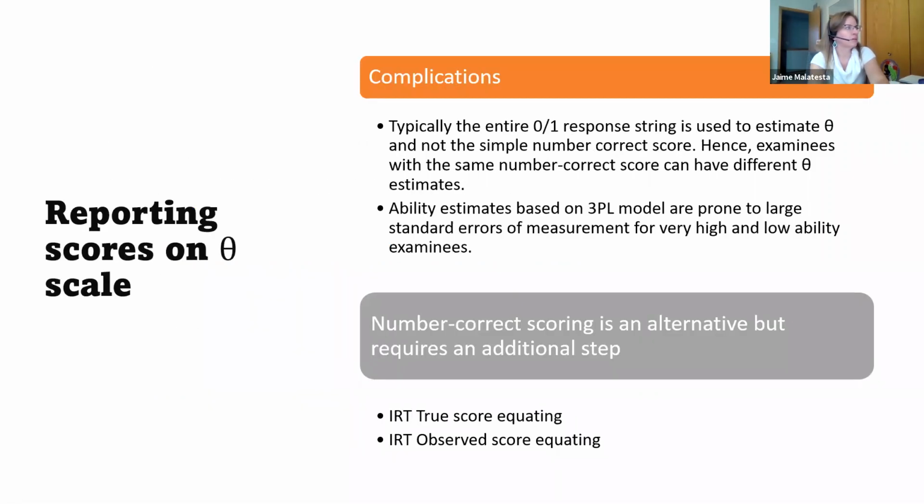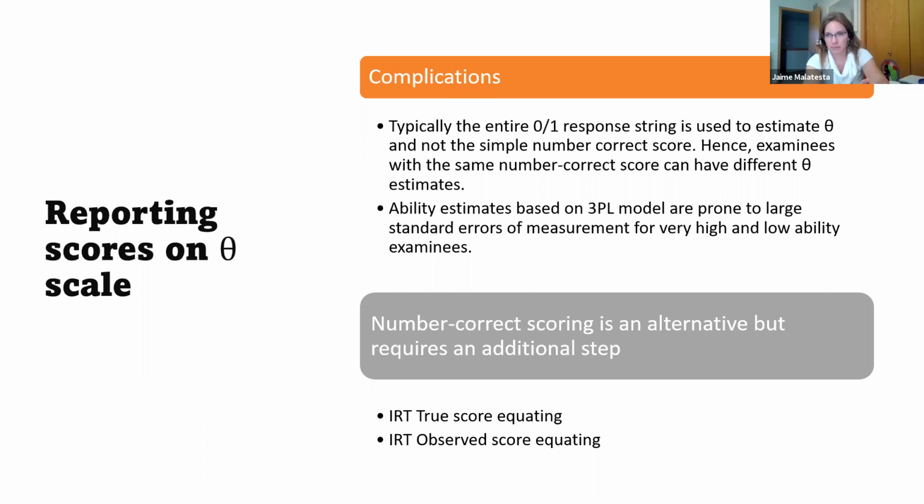But using the theta scale has its own drawbacks and complications. Typically for the 3PL model, the entire 0-1 response scale is used to estimate theta, and not just a simple number correct score. If you're using something like the Rasch model, where a number correct score is a sufficient statistic, then this issue is not really relevant.